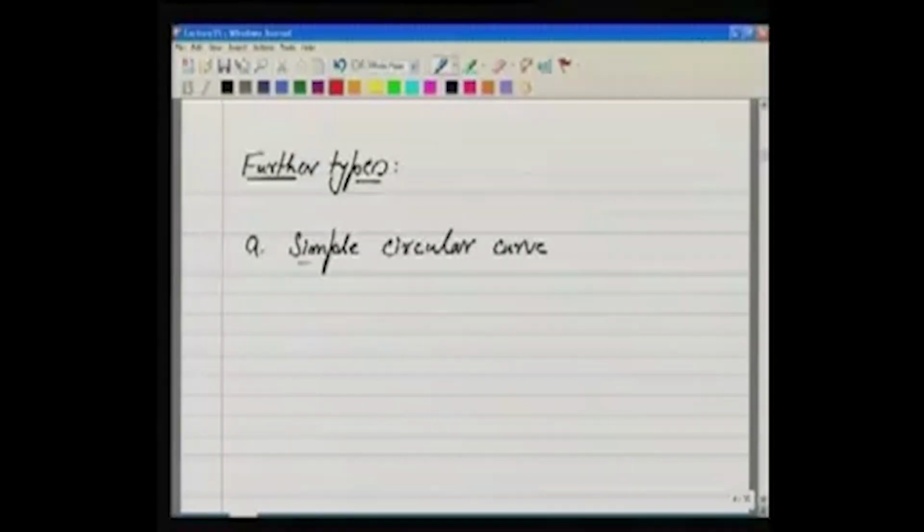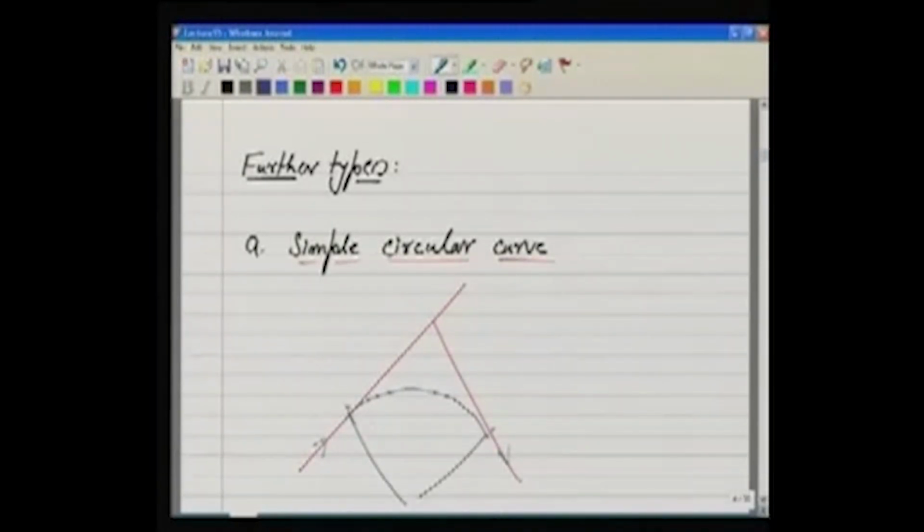The very first one is the simple circular curve. Now what is the meaning of this? In between two tangents, because these are called tangents, the road which is approaching and the road which is leaving, we have to change the direction, so we have to provide a curve in between. If this curve is a part of a circle, we say this is a simple circular curve.